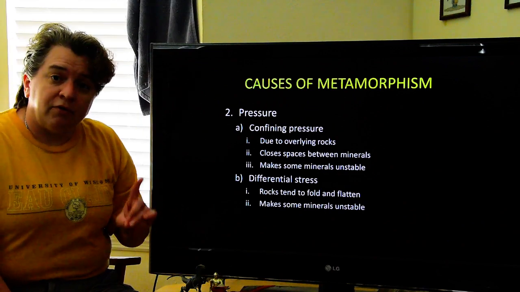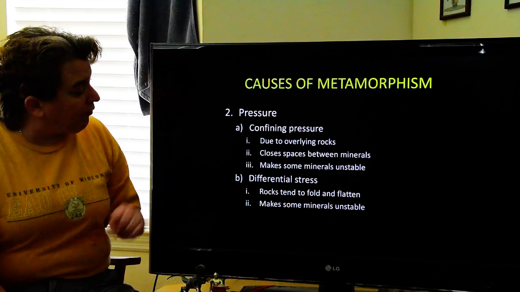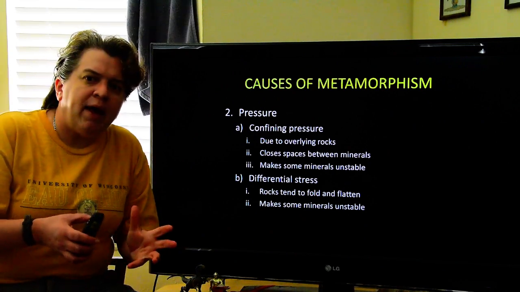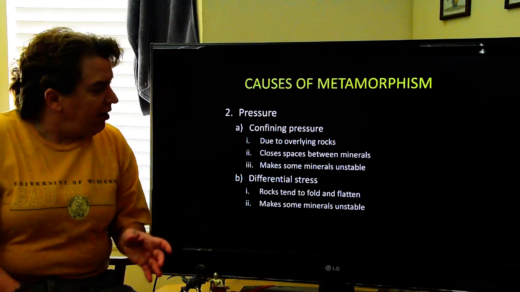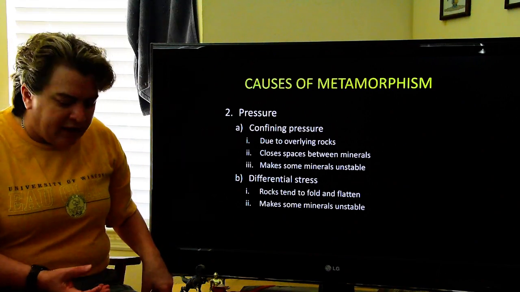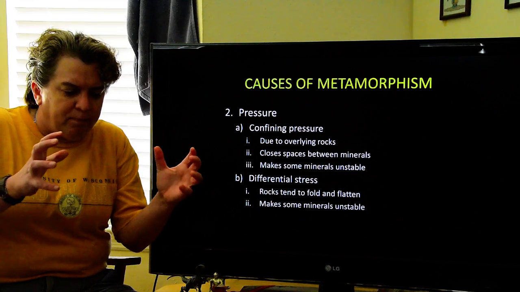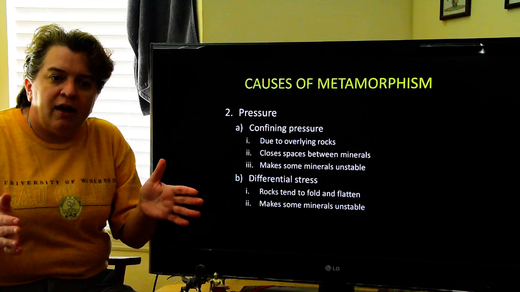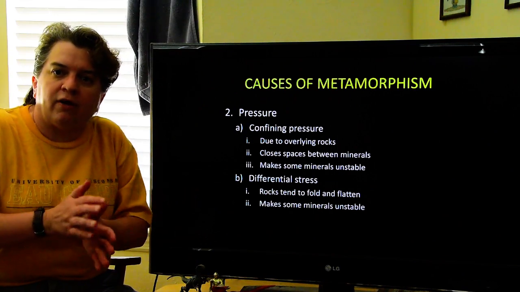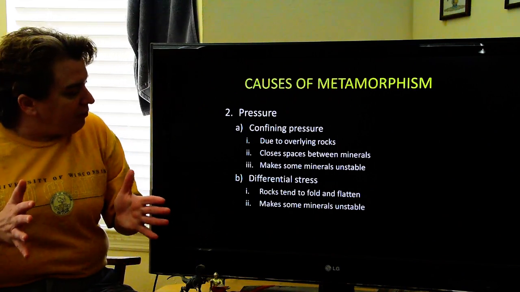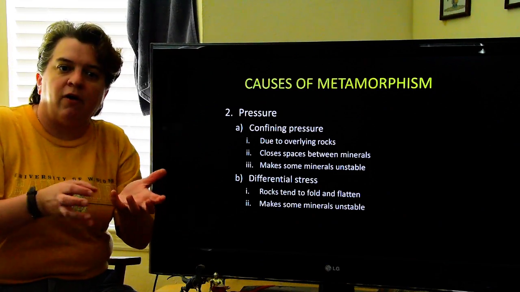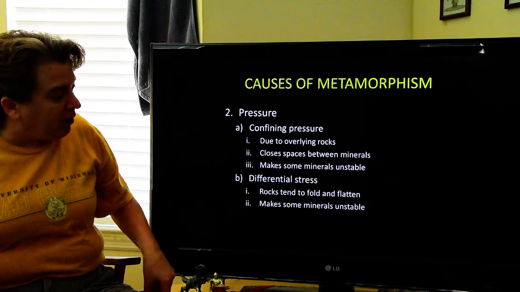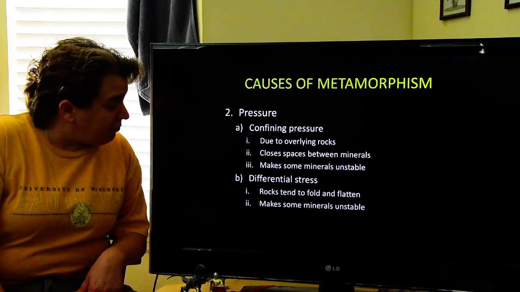Now, there is another type of pressure, though, and this is differential stress. And differential stress tends to bend and flatten rocks, right? See, confining pressure is equal in all directions. So it basically just kind of squishes things smaller. But differential stress is stronger in one direction than the other directions. So this is going to end up folding rocks, bending them, and kind of flattening them because it is stronger in one direction over the others.